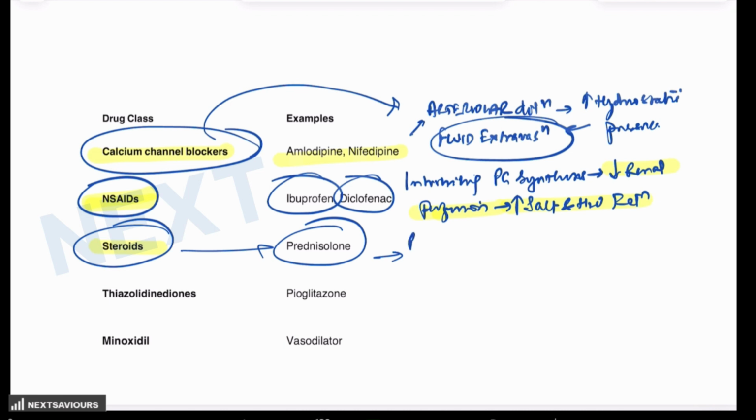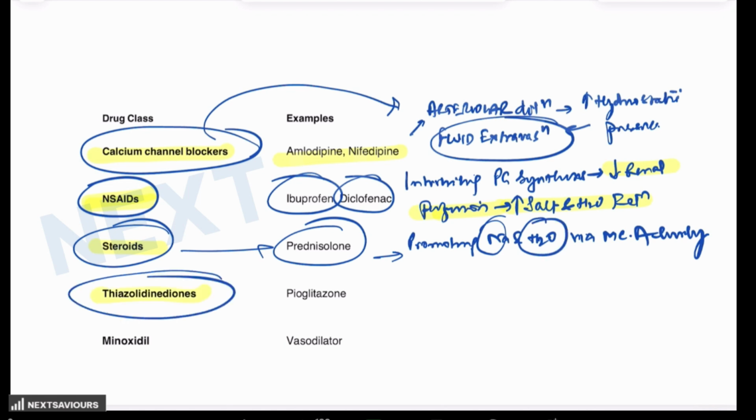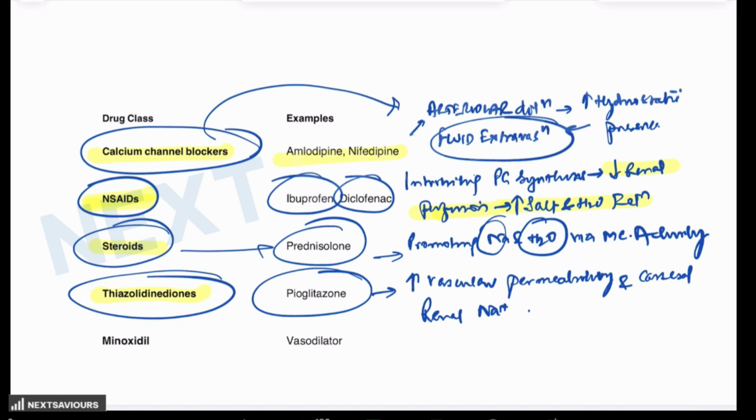As you know, it is responsible for promoting both sodium and water retention via mineralocorticoid activity. And whenever there is a retention of sodium and water, it might result in edema throughout the body. Then another set of drugs is thiazolidinediones like pioglitazone. The mechanism by which it causes pedal edema is that it increases the vascular permeability and thereby causes renal sodium reabsorption, thereby leading to pedal edema.